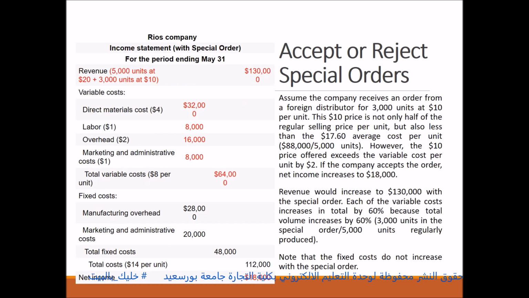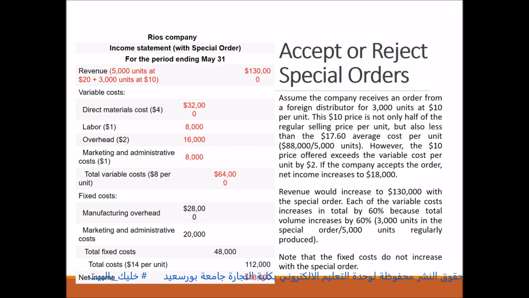$12,000. The company receives an order from a foreign distributor for 3,000 units at $10 selling price per unit. This $10 selling price per unit is a discount price. It is not only half of the regular selling price per unit, $20 regular selling price per unit, but also less than the average cost per unit. The average cost per unit is $17.6. However, the $10 price offered exceeds the variable cost by $2.